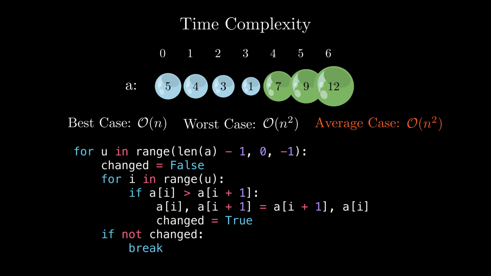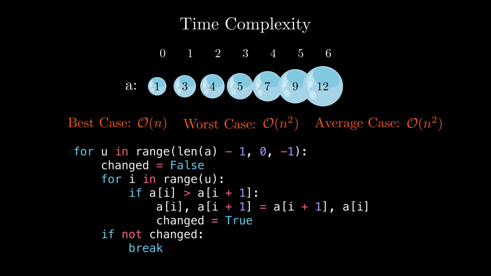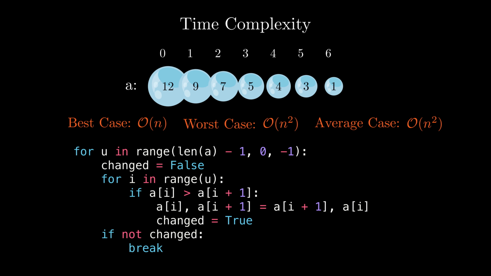By the way, have a look at the best case and the worst case scenarios again. Can you modify the algorithm to sort in decreasing order to turn the worst case scenario into the best and the best case scenario into the worst?